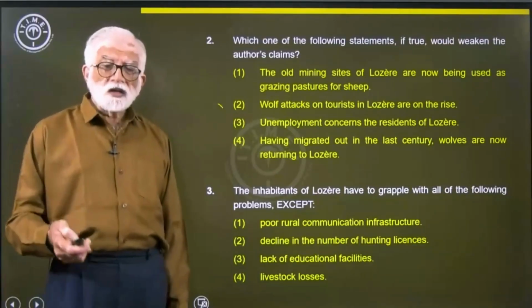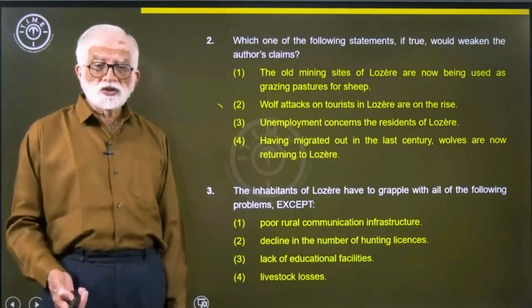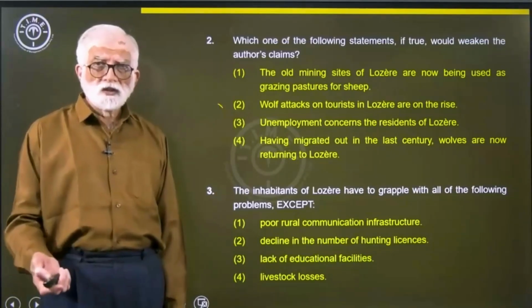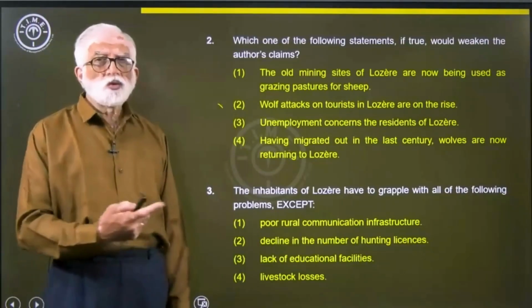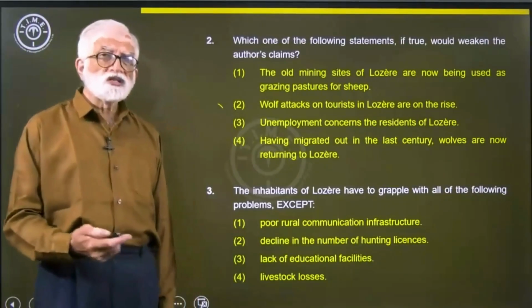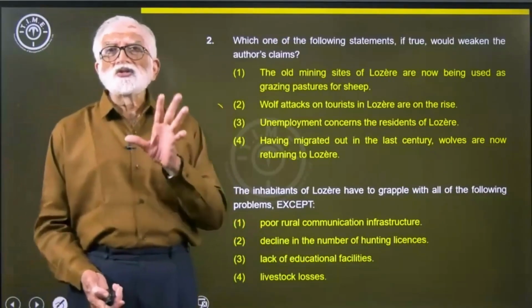And then, having migrated out in the last century, wolves are now returning to Lozère. That doesn't weaken the author's claim. That is the author's claim. The author says that they were eliminated, but now they're coming back, which is what 4 tells us. 4 is only a restatement of the claim. The point is the author's claims. Let's understand what the author's claims were.